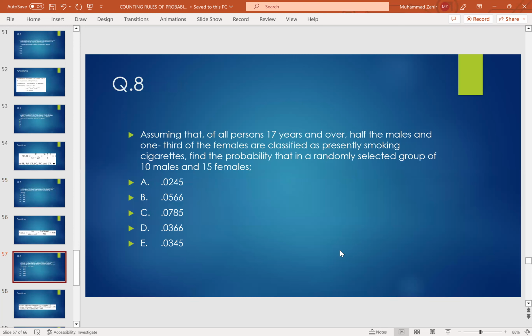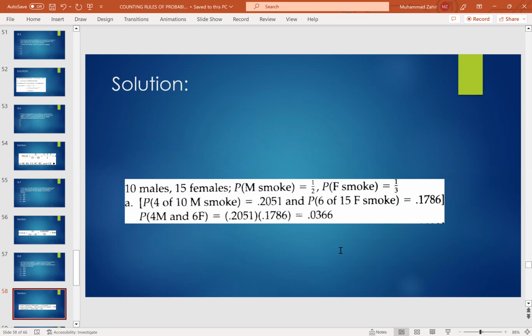Next question, assuming that of all persons 17 years and over, half the males and one-third of females are classified as presently smoking cigarettes, find the probability that in a randomly selected group of 10 males and 15 females. So again, the options are given, and the solution would be 10 males, 10 females, these male smokers half, and the female smokers is the one-third.